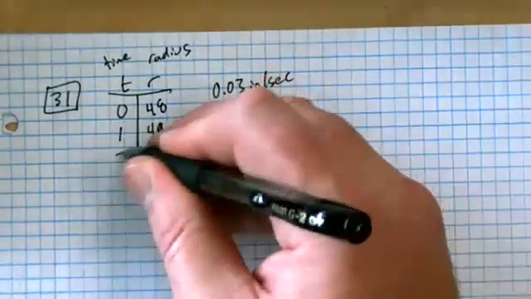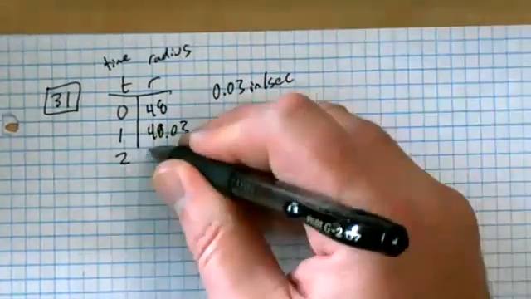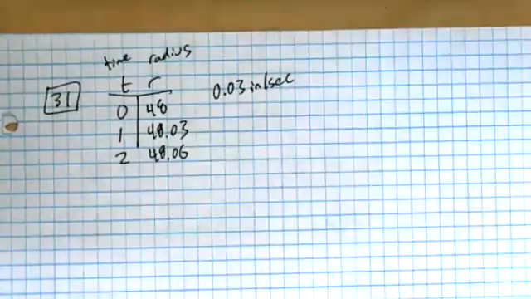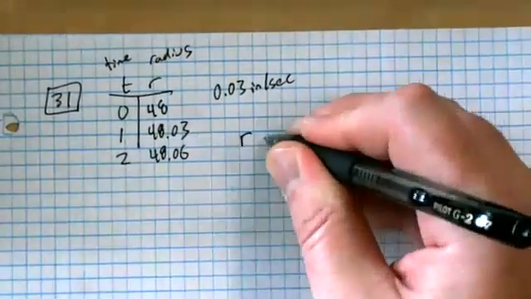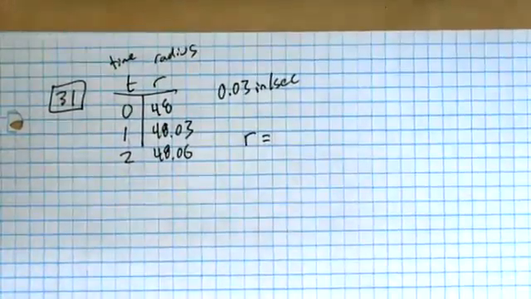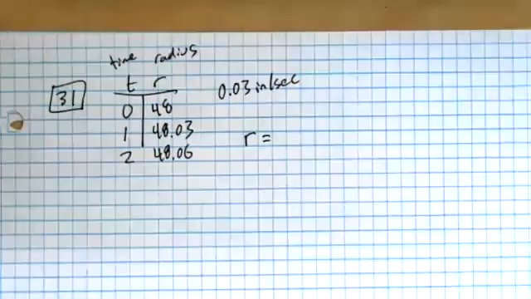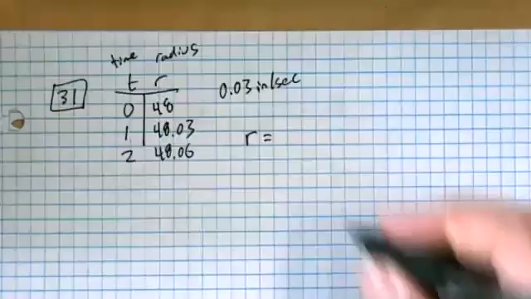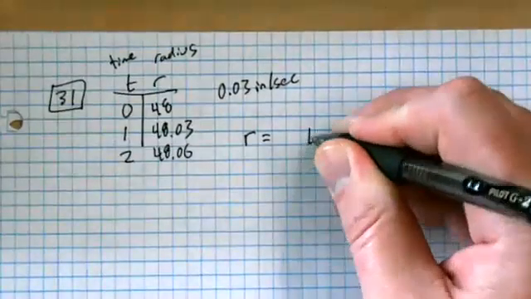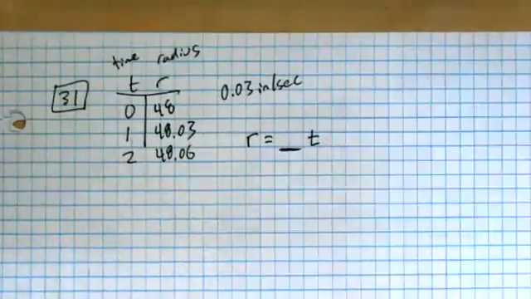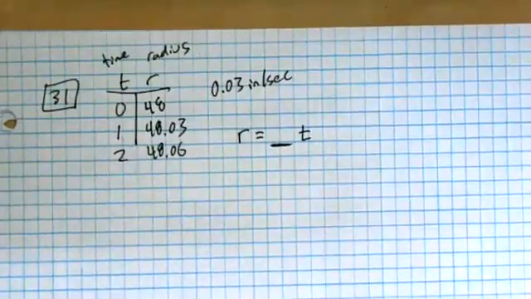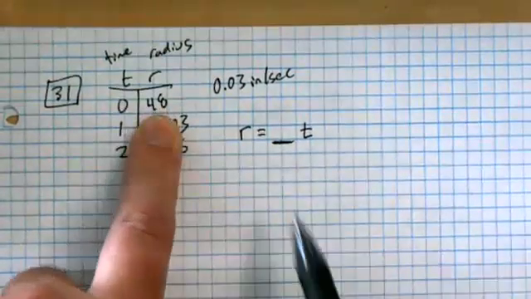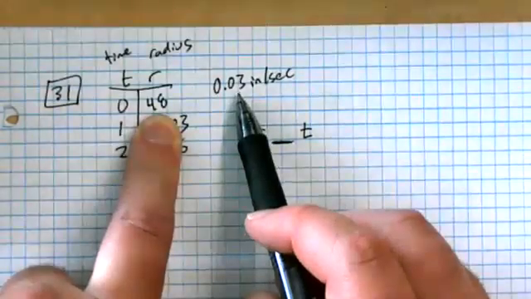After 2 seconds, the radius is going to be 48.06. You get the idea? Do you think you could write me an equation for r as a function of t? So going back to algebra 1, it's linear, right? It's going to be like y equals mx plus b, except we're using t and r instead of x and y. So the thing in front of the x, the m in y equals mx plus b, what is that? Is that going to be the 48, the initial value, or is that going to be the 0.03, the change?